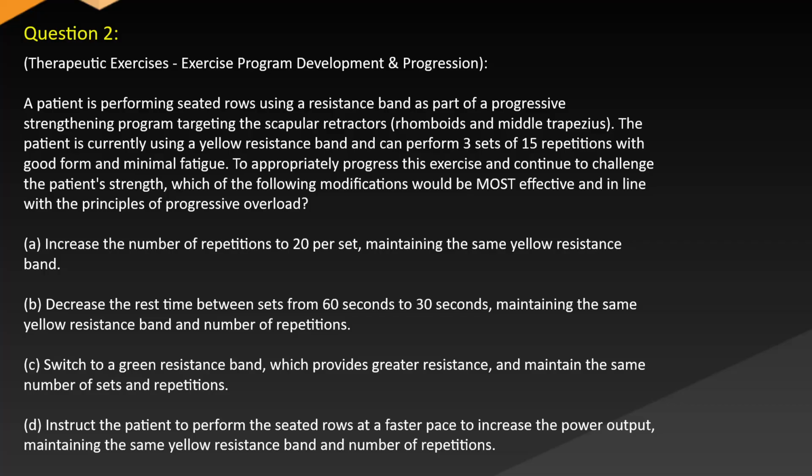A. Increase the number of repetitions to 20 per set, maintaining the same yellow resistance band. B. Decrease the rest time between sets from 60 seconds to 30 seconds, maintaining the same yellow resistance band and number of repetitions. C. Switch to a green resistance band, which provides greater resistance, and maintain the same number of sets and repetitions. D. Instruct the patient to perform the seated rows at a faster pace to increase power output, maintaining the same yellow resistance band and number of repetitions.